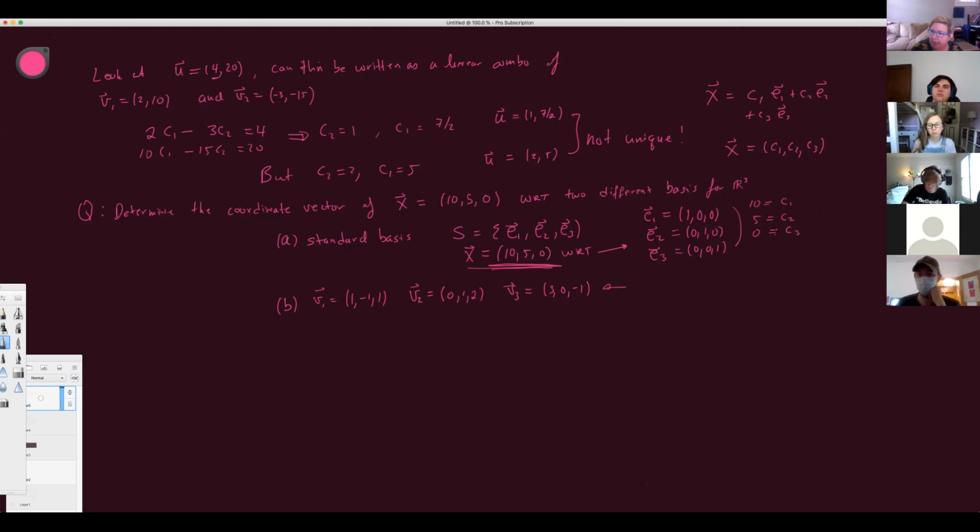Okay, so we need the C's for this. So remember those equations, and I'm just being quick with them, right? Really, you're writing x is equal to C1 V1 plus C2 V2 plus C3 V3. And of course, this becomes 3 equations. We write it all out. And those equations are, let's see, 10 is equal to 1 times C1 plus 0 times C2, so no C2, plus 3 times C3.